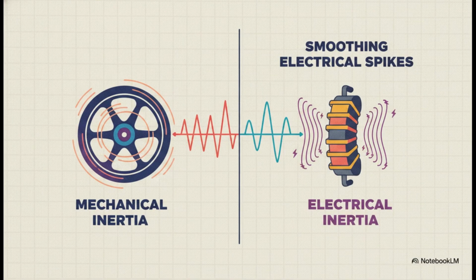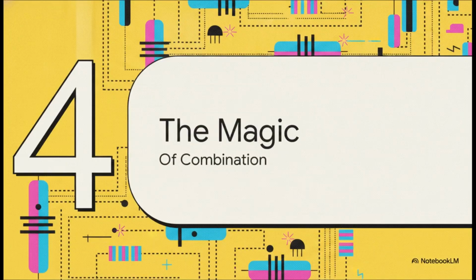If the current spikes, the magnetic field pushes back. If the current drops, the collapsing field actually tries to keep it going. This behavior makes inductors perfect for filtering out sudden electrical spikes, powering massive transformers across city power lines, and even tuning early radios. Now, what's really interesting about this next slide is how they interact.